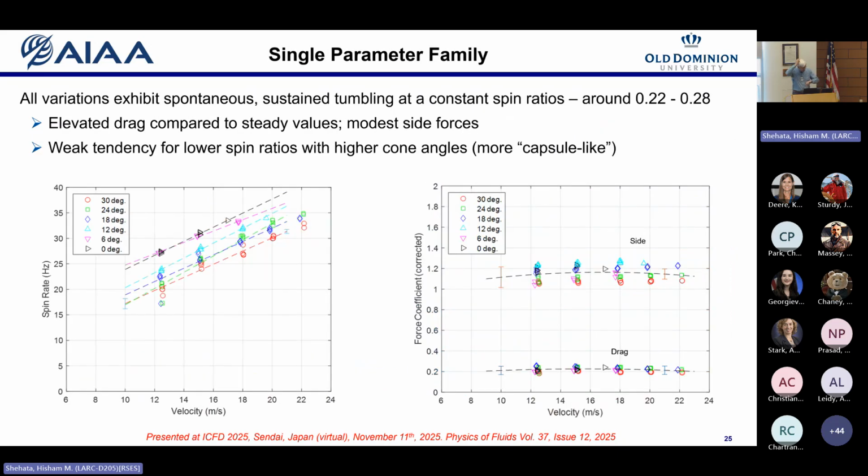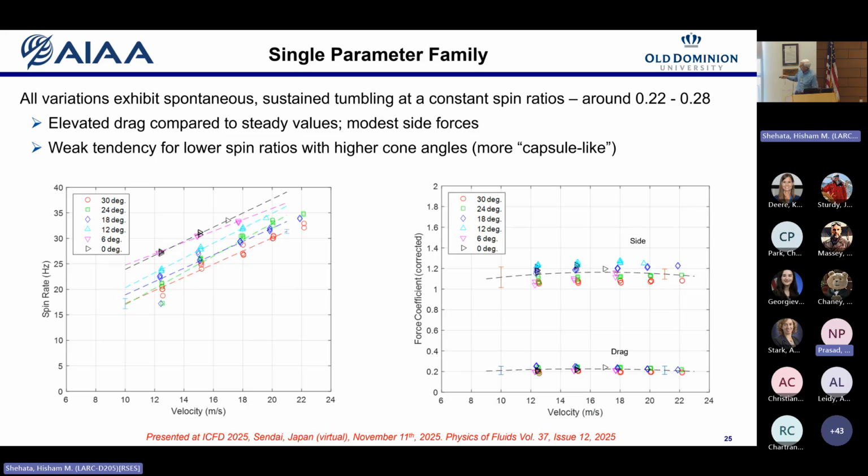This now goes on to the single parameter family. So that's the things that look like re-entry capsules, only they're symmetric front to back, which most re-entry capsules would not be, but this reduces the number of geometric variables to 1, which is just the cone angle. And you see then slightly different lock-in frequencies for different geometries, similar overall drag coefficients, slightly higher side force coefficients.